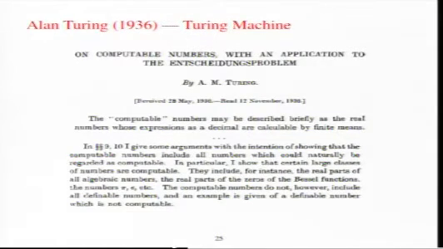And then he goes on, the computable numbers do not, however, include all definable numbers, and an example is given of a definable number which is not computable. In other words, there are problems that you can specify well, such as the Entscheidungsproblem or the halting problem, that cannot be decided by a Turing machine.